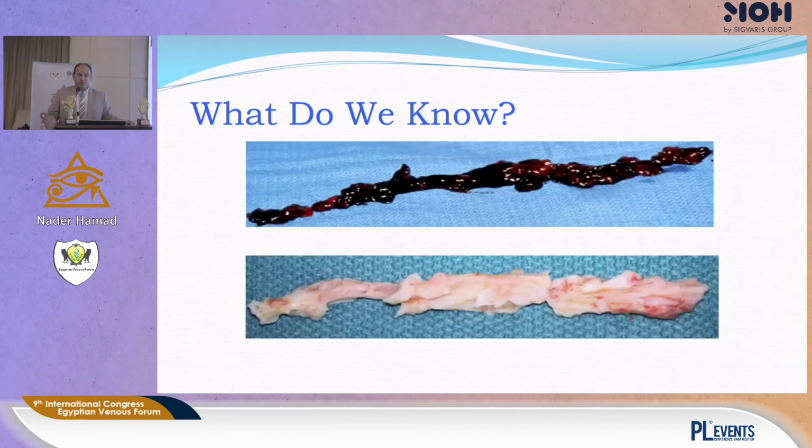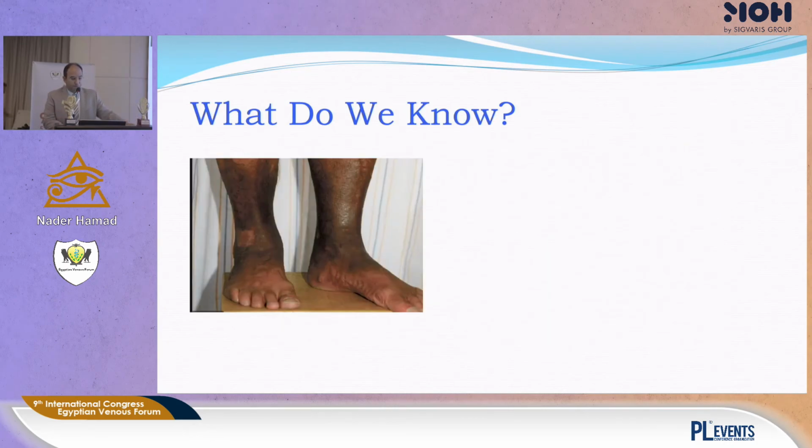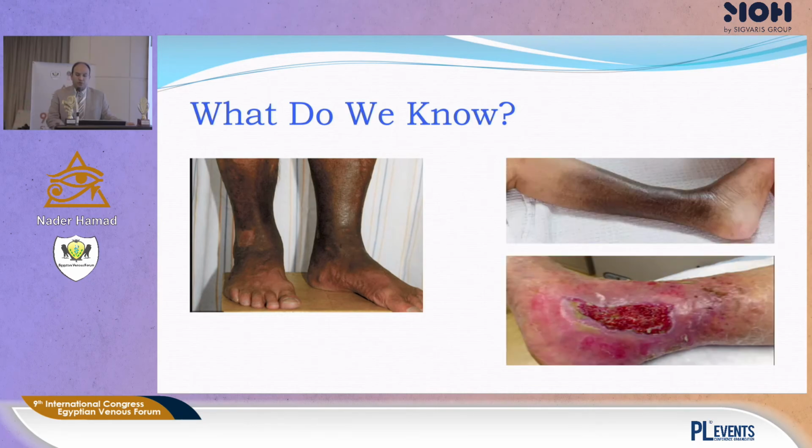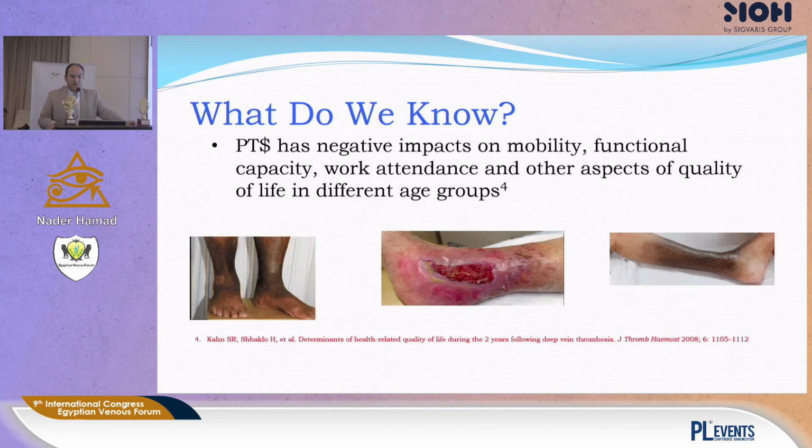So you can imagine the removal of a clot in comparison to trying to open this piece of collagen and fiber and fibrin. And we know that patients who will develop post-thrombotic syndrome will develop many complications in the future. This has a negative impact on mobility, functional capacity, work attendance, and other aspects of quality of life in different age groups.